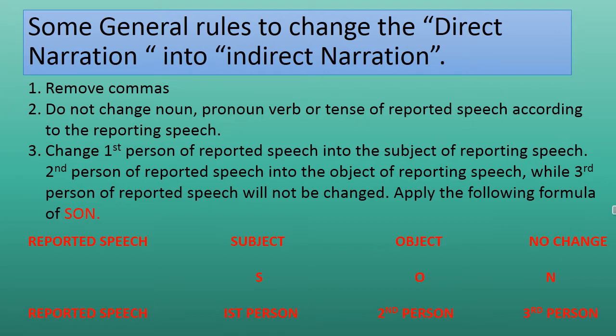Some general rules to change the direct narration into indirect narration. Remove commas. Do not change the noun, pronoun, verb, or tense of the reporting speech. Change the first person of reported speech according to the subject of reporting speech, and the second person of reported speech according to the object of reporting speech, while the third person of reported speech will not be changed. Apply the following formula of SON.